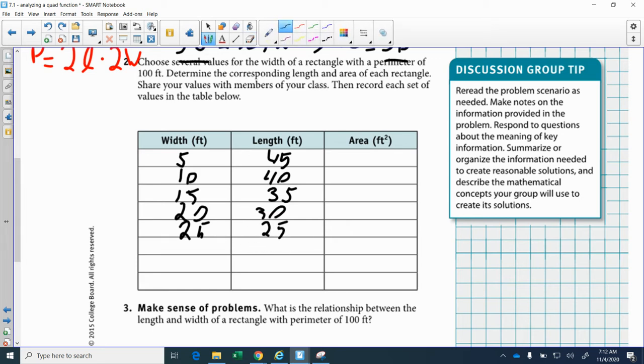Then eventually our width becomes bigger and our length becomes smaller. So if I have a 30 width, I need a 20 length. A 35 width would be a 15 length. And then a 40 width would be a 10 length, right?